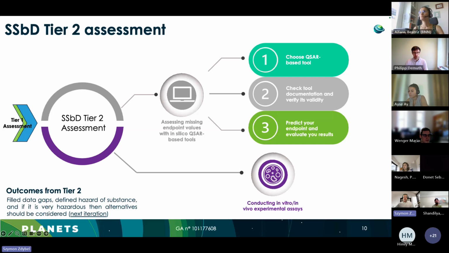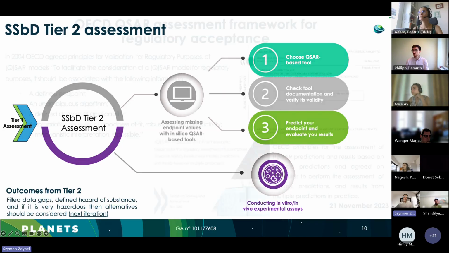If QSAR models cannot reliably fill the gaps, we move to the bottom pathway in our graph, which is targeted at in vitro or in vivo experimental assays. Generally speaking, the outcome of tier 2 of our guideline is a fully defined hazard profile with filled data gaps. If the substance proves to be very hazardous at this stage, we trigger the iteration process, as I said before, and go back to the beginning to consider safer alternatives.